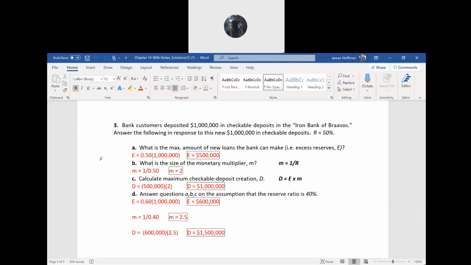Okay, and then B, what is the size of the monetary multiplier? So just use the simple definition where it's just 1 divided by R and put the reserve ratio in decimals. So the monetary multiplier is 1 divided by 50%, which is 0.5. And 1 divided by 0.5 is just 2. So the monetary multiplier is 2.